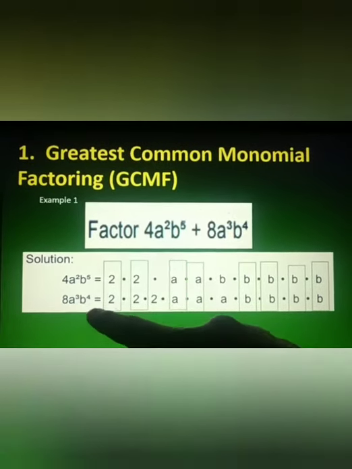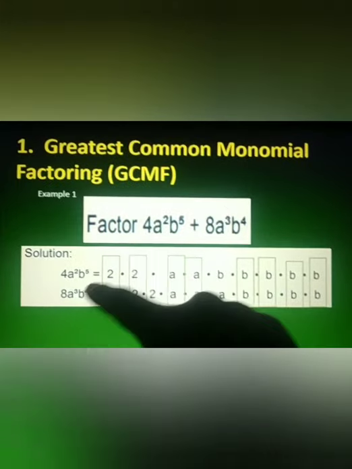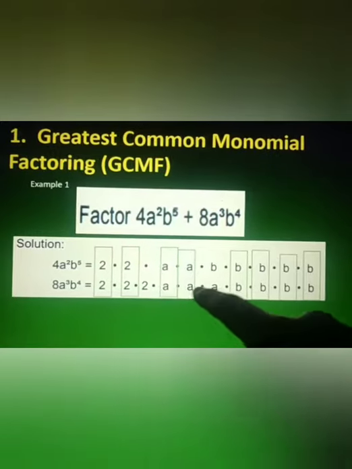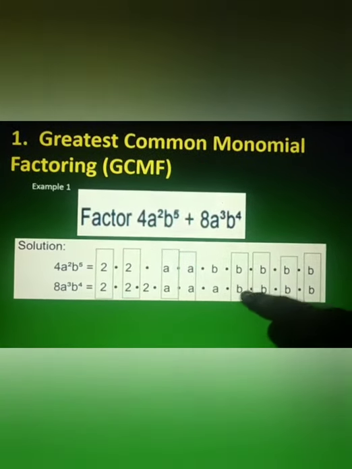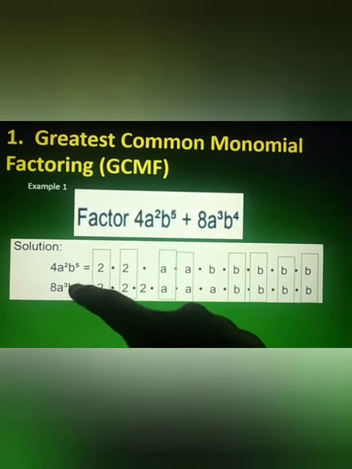What are the factors of 8? Three 2s. 2 times 2 is 4, times 2 is 8. So three 2s, times three A's, and 4 B's. Multiply them all, and the answer goes back to 8a cubed b raised to 4.